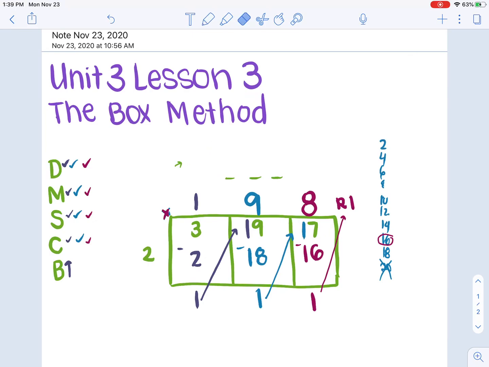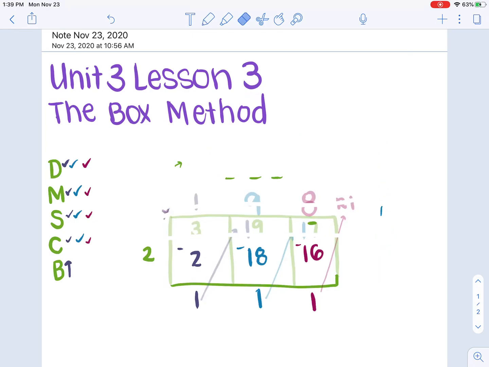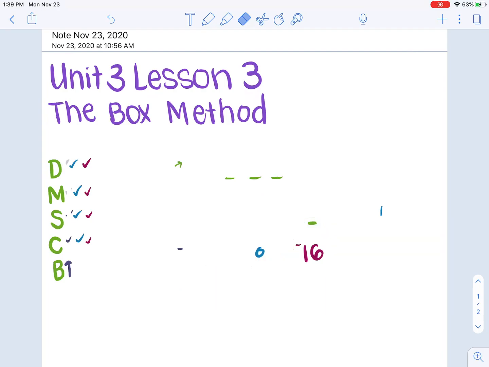Now that we've done one example together, I'd like you to do this example with me in your notebook. Notice how I did the DMSCB. That's helpful for me to remember which steps to do and when to do them. Write that on the side of your notebook now to remind yourself, divide, multiply, subtract, check. In the box method, we bring up instead of down.